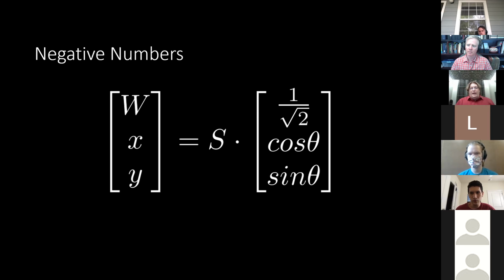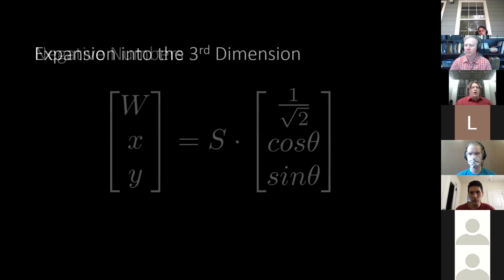But again, you notice we only have the X and Y axes. We don't have our height. We don't have Z. So there's no elevation in this. So we need to expand this, of course, to our third dimension.